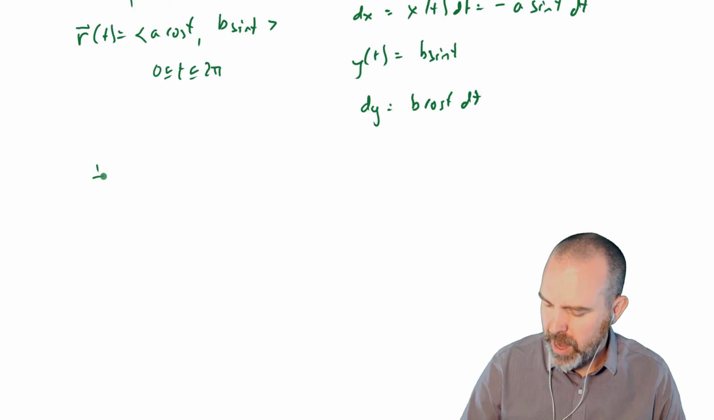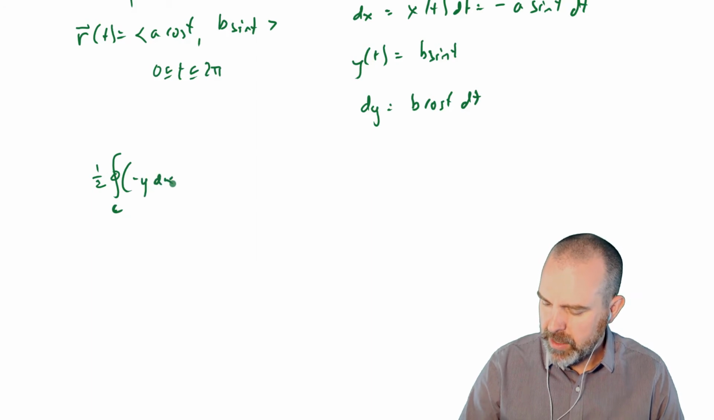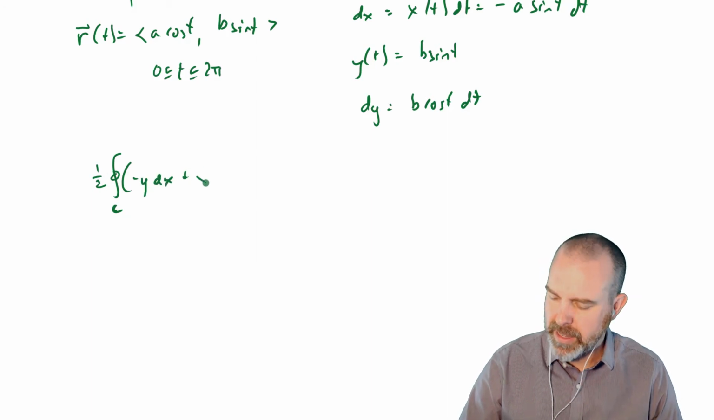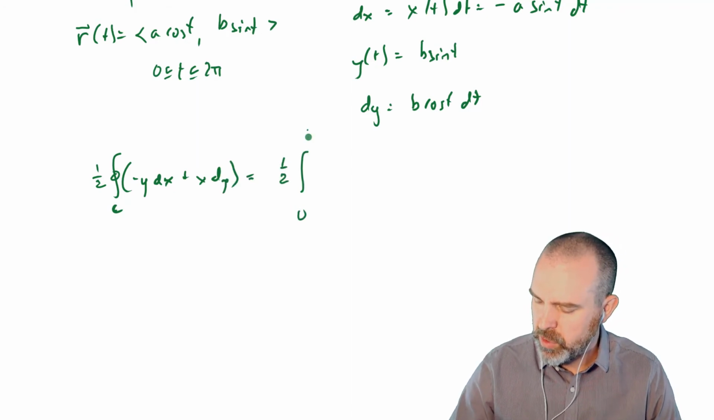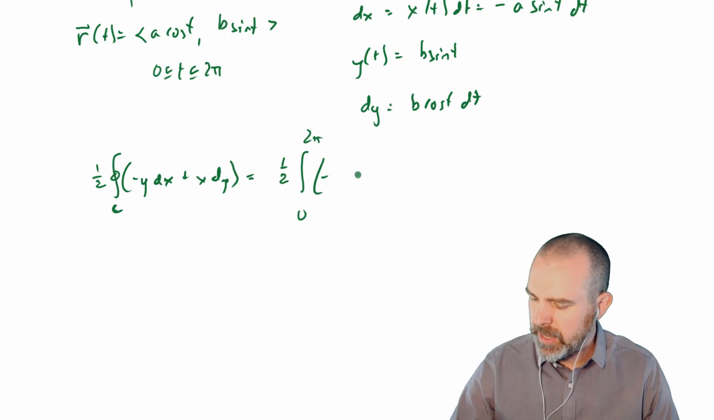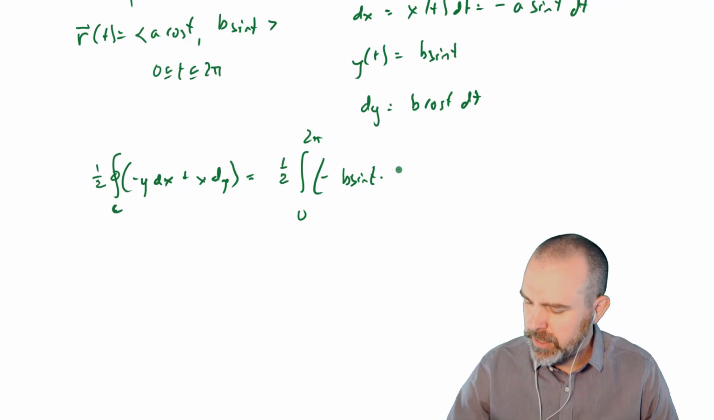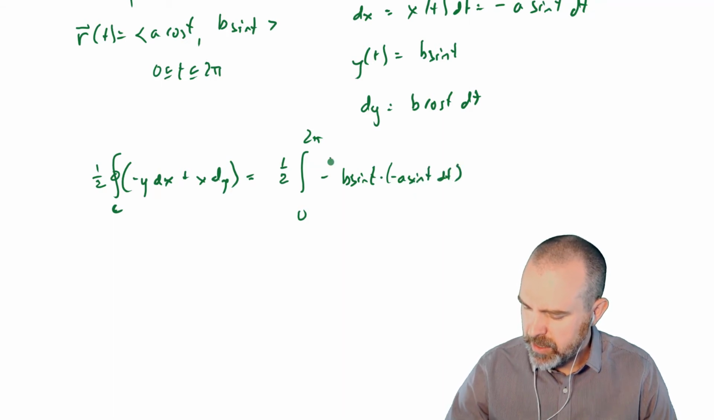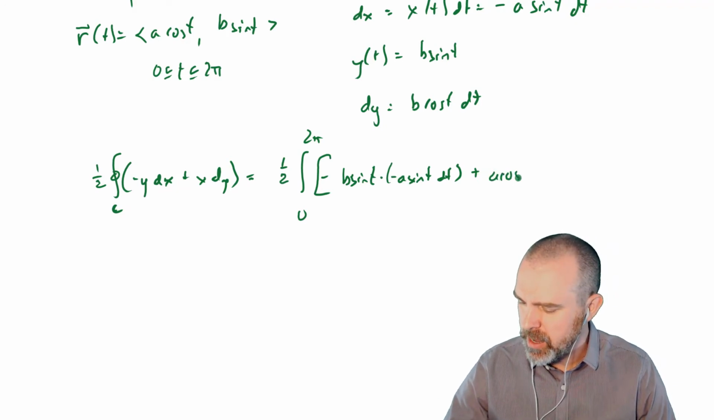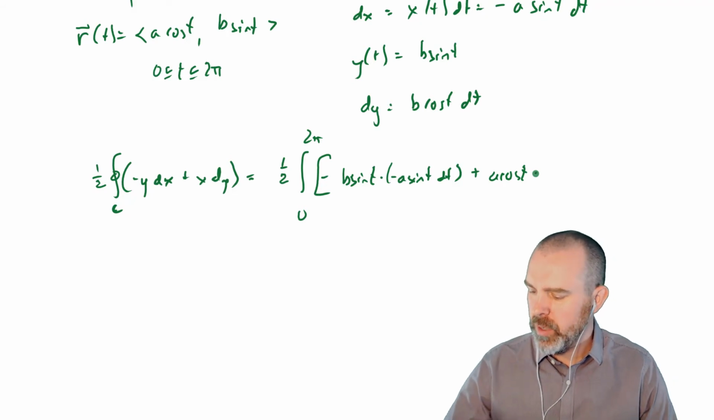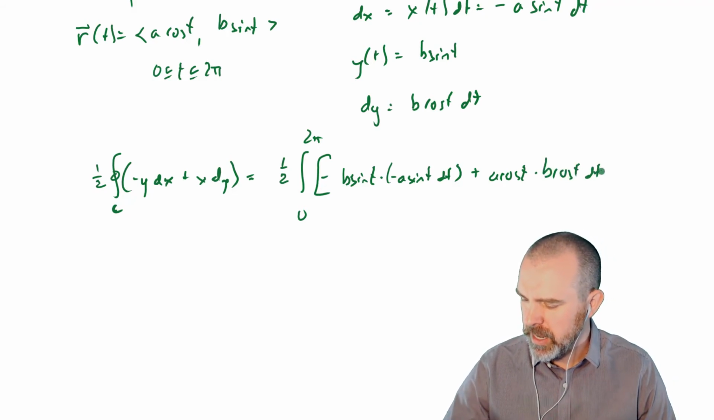Okay, so let's see, 1/2 integral over our curve of negative y dx plus, what was it, x dy. That's 1/2 integral from 0 to 2 pi, negative, and y is b sine t, times x prime of t, which is negative a sine t dt. And then plus x, which will be a cosine t, times dy, which is b cosine t dt.